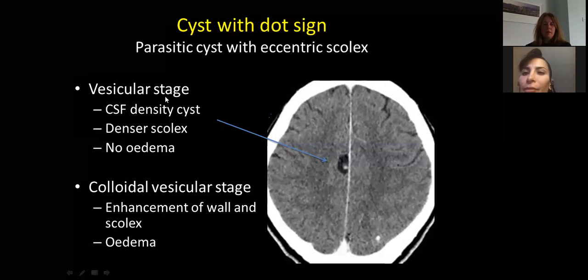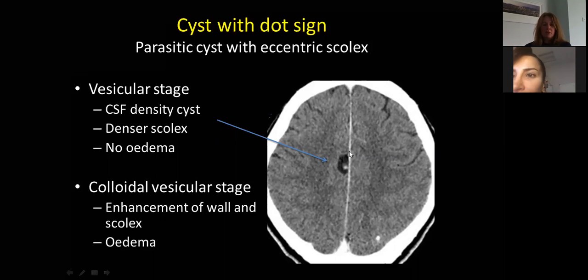So the vesicular stage, this is the very first stage. So this is the cyst, obviously, with low density fluid. And the scolex is the little bit in the middle, which is a bit denser. And it's not calcified, it's just dense at the moment. And then the stage after this, if you give contrast in this patient in a later stage, you might get enhancement of the scolex, of the wall of the cyst and the scolex.